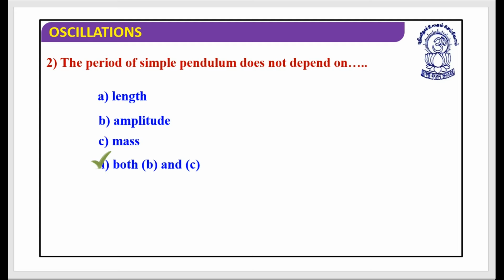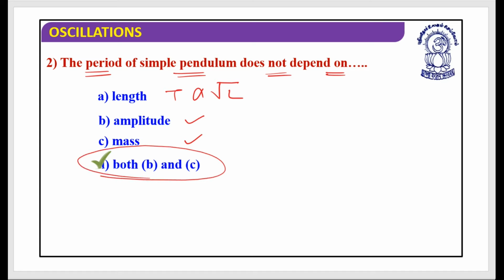It's a second question. The period of a simple pendulum does not depend on... Yes, the period of a simple pendulum does not depend on the amplitude, does not depend on the mass, but it depends on the length. T is directly proportional to the root of L. So this is the correct answer. It does not depend on the amplitude as well as it does not depend on the mass.